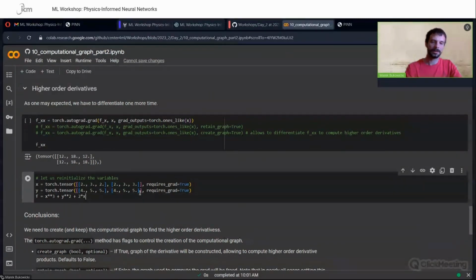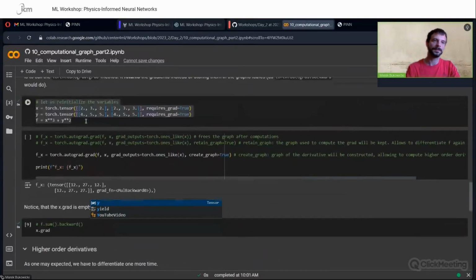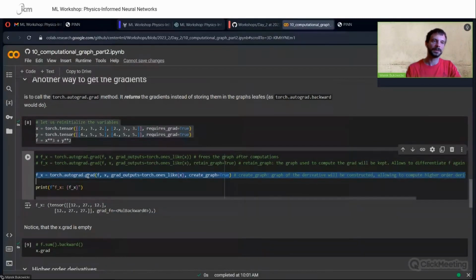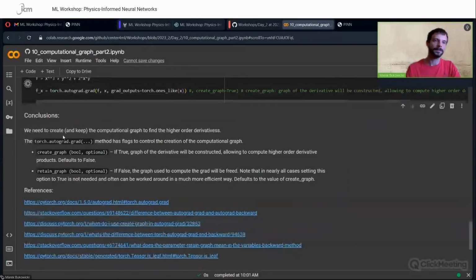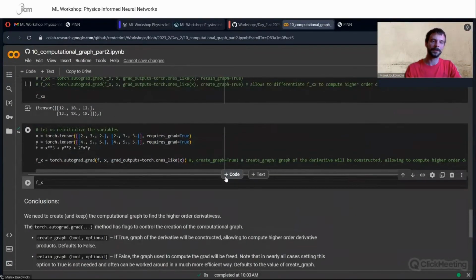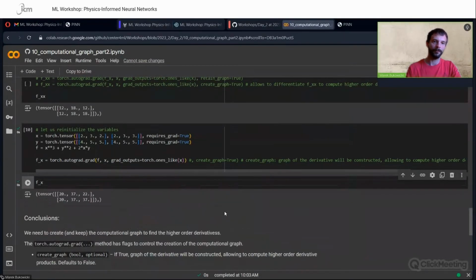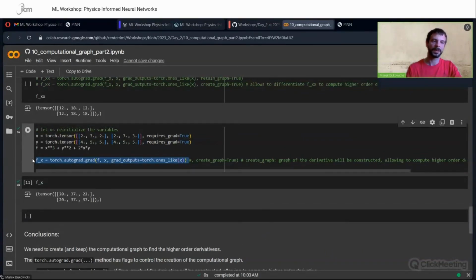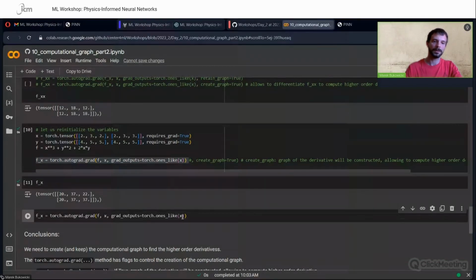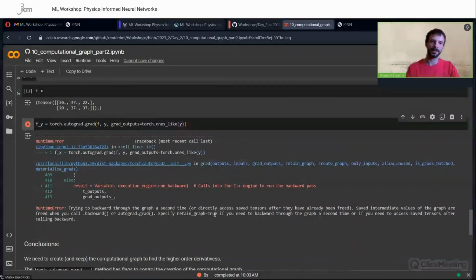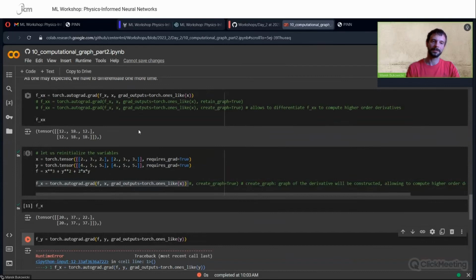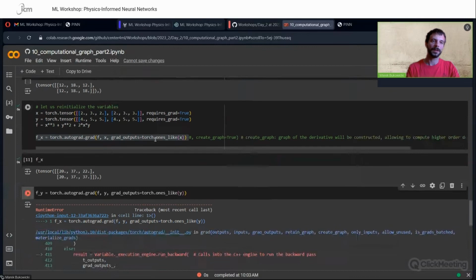To show it better, let's add another mixture term to this equation. We'll comment create graph, so create graph equal to false, and see what happens. We find out that f of x is calculated well. But if we want to calculate the derivative with respect to y, it's really y, it never matters. It's false, and it even visually says retain graph equal to true, because otherwise the necessary gradients are forgotten.